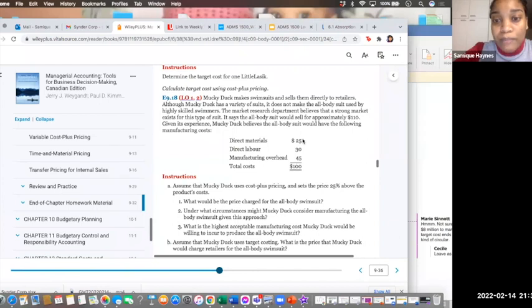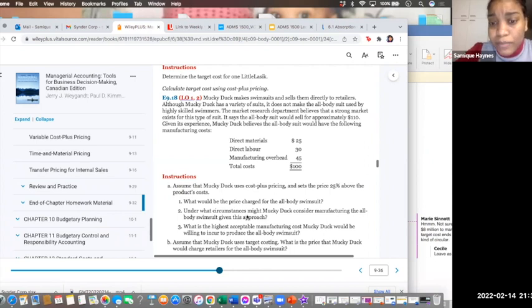Total cost here, direct materials plus direct labor plus manufacturing overhead, is $100. What will be the price charged for the all body swimsuit? Assume that they're using cost plus pricing and set the price based on 25% above the product cost. So very simple, what do you think the price will be? $125, Samin says. Anybody else have another idea or maybe similar or the same? Yeah, same, $125, exactly.